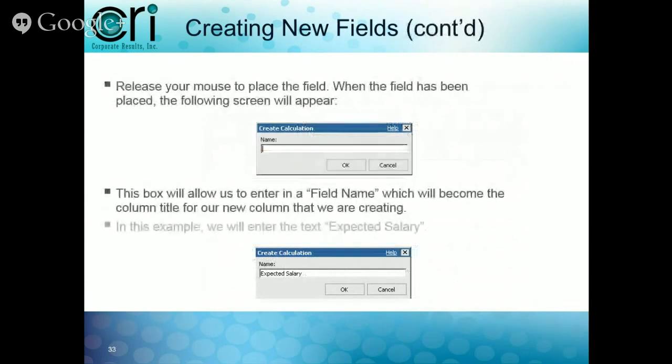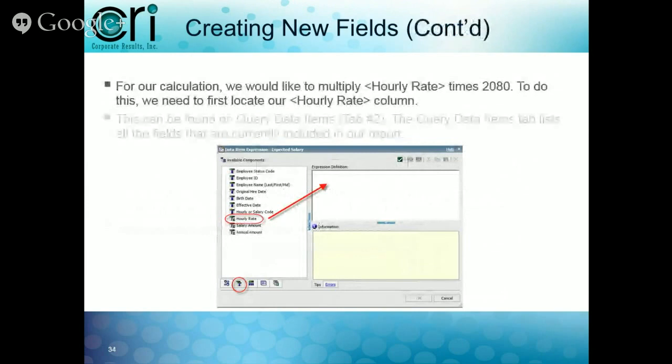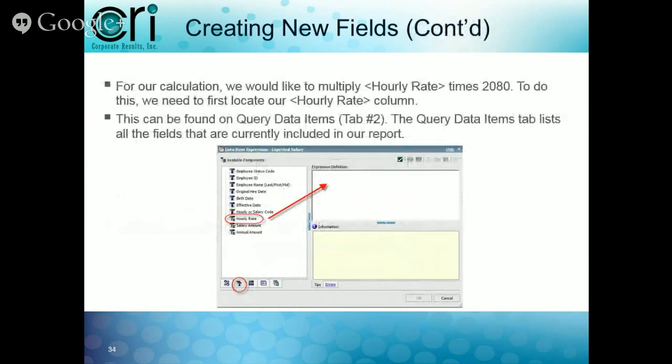Okay, once you drop the field there, it's going to ask you for a name of the field. That's the header that it's going to give you for the field. And in this case, we're just going to call it expected salary. And then you can put in the calculation that's required for your need. In this case, we're just going to say, hey, the hourly rate multiplied by 2080, which is the number of hours in a year that an individual may work. And you would just dump that in there.